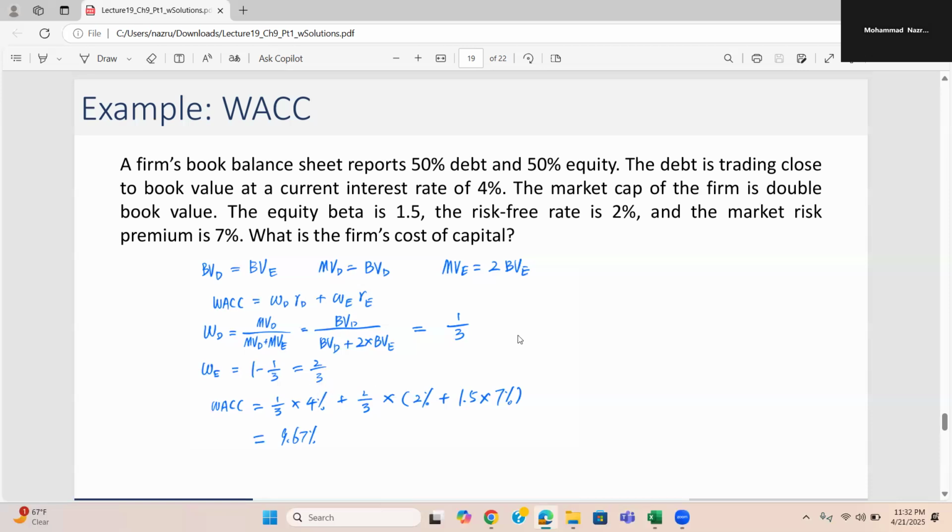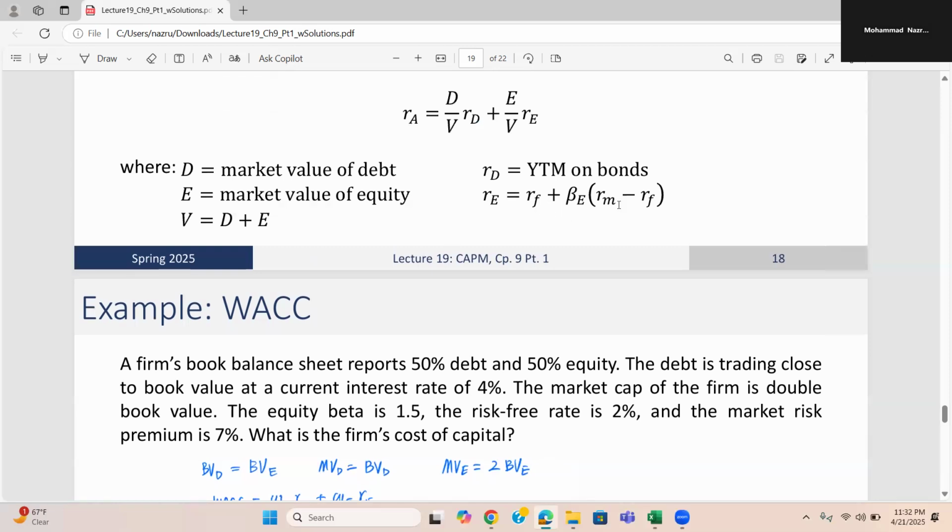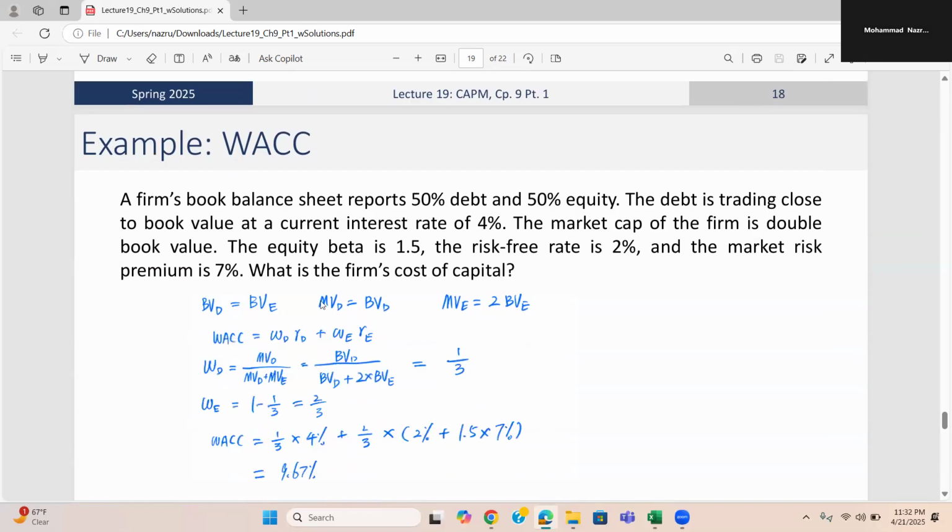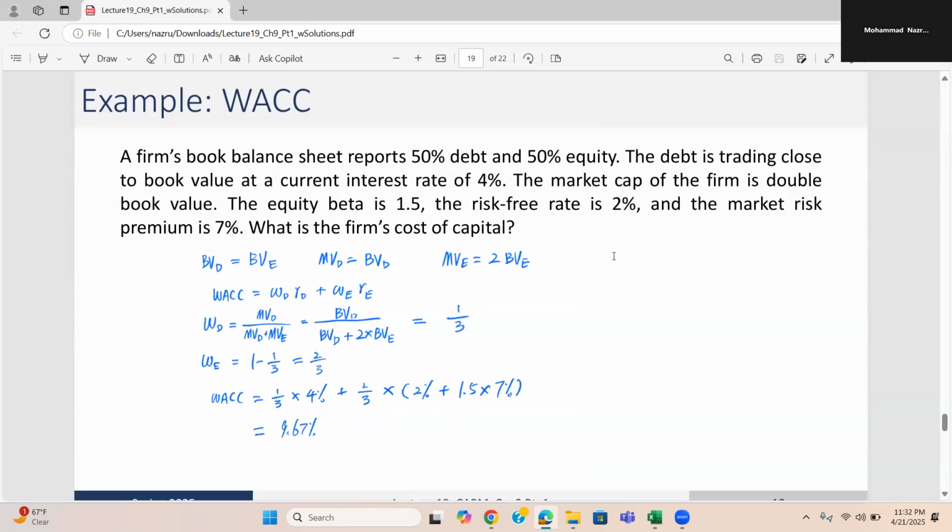So now you have the weight for debt, you have the weight for equity, and for the debt you have the interest rate of 4%, right? So you multiply 4% here, and for the equity part you have two-third, and this is our traditional CAPM formula for the equity, right? The risk-free rate plus beta times the market risk premium. So RM minus RF is the risk premium. You have the market risk premium 7% given to you, and the risk-free rate is 2%. So we just put 2% here, plus the beta 1.5. When you do the calculation, you can get 9.6% as the weighted average cost of capital.